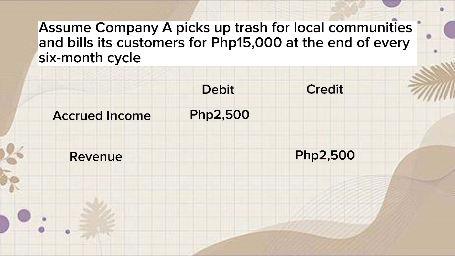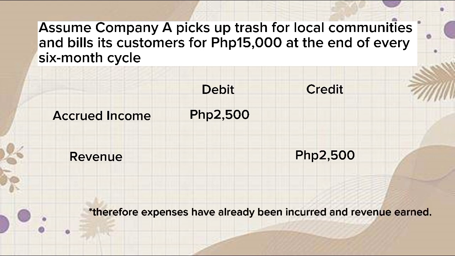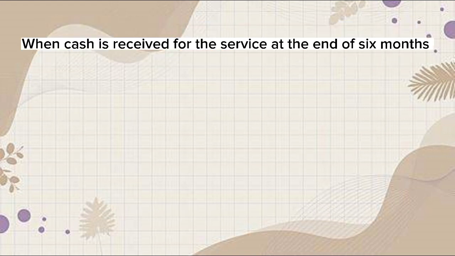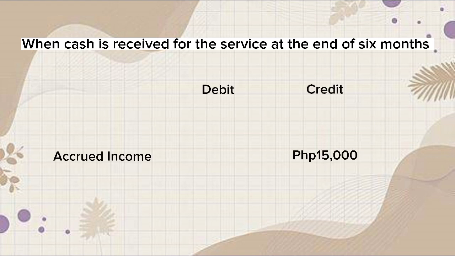The bill has not been sent out, but the work has been performed, and therefore, expenses have already been incurred and the revenue earned. When cash is received for the service at the end of 6 months, the company will make a 15,000 pesos credit in the amount of full payment to accrued income, and a 15,000 pesos debit is made to cash.